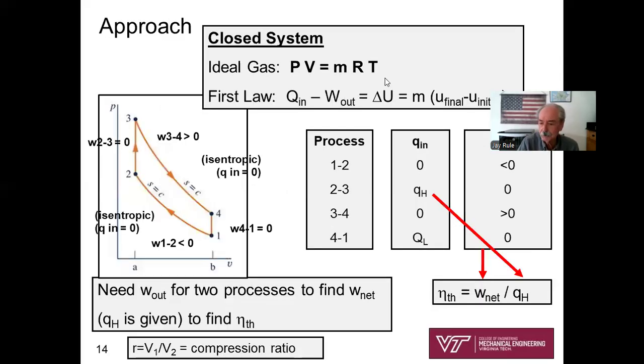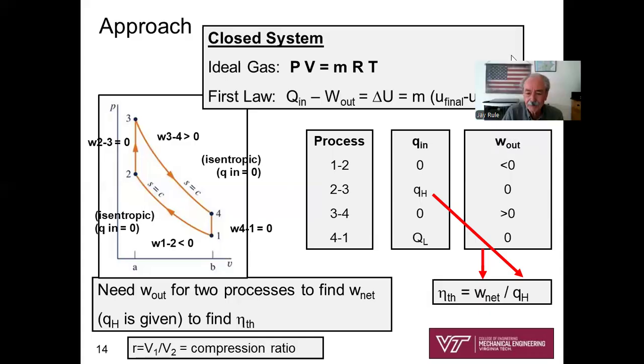All right, so what's our approach? Before we put pencil to paper, what's our approach? We started with a sketch. We wrote down our work values to make it easier on ourselves. We're going to refresh our memory that for a closed system, PV equals mRT, or in other words, P times little v equals RT. And the first law, capital Q net minus capital W out equals delta capital U, or m times (u final minus u initial). All right, and so those are our basics.